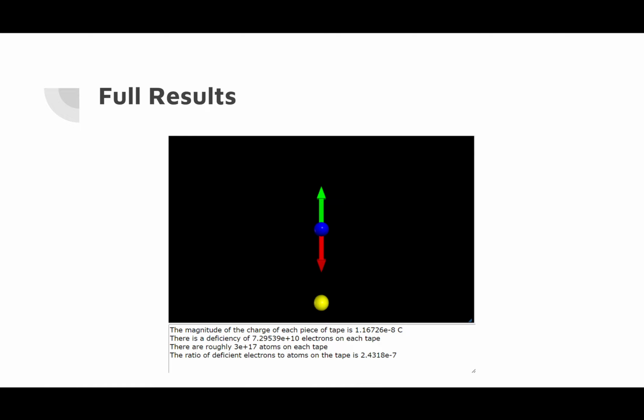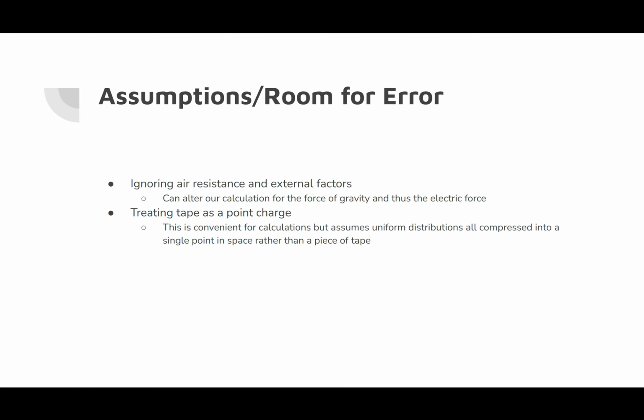Again, here's the model where we assumed the tapes are point charges. The red arrow is gravity, green arrow is force of electricity. And we see that the charge is positive or deficient in electrons, and we can see how many electrons are on each tape, or how many atoms are on each tape.